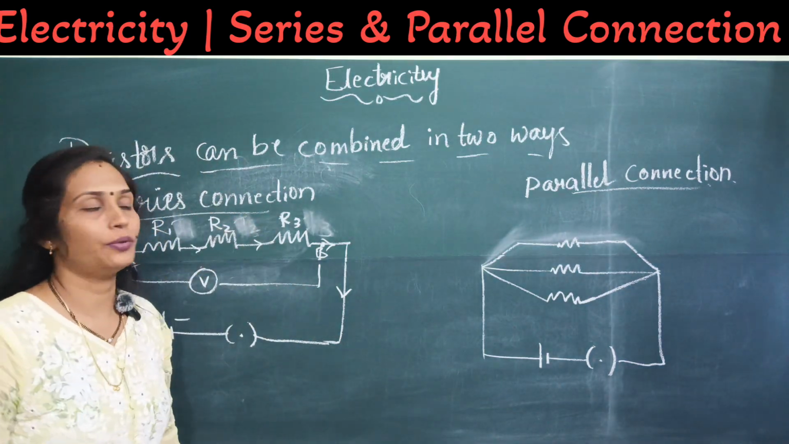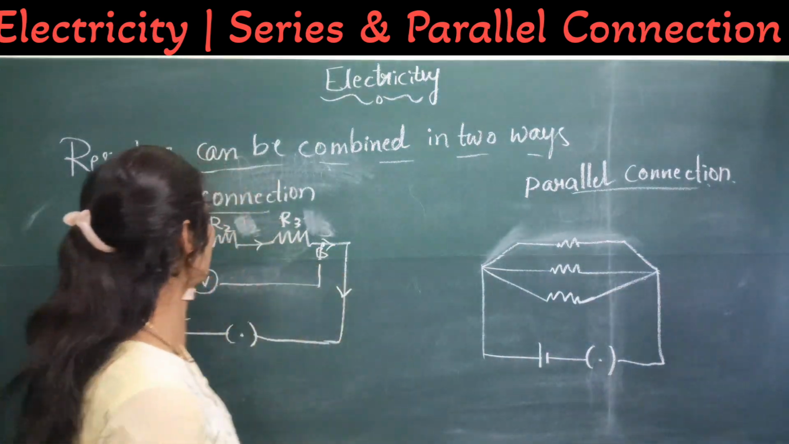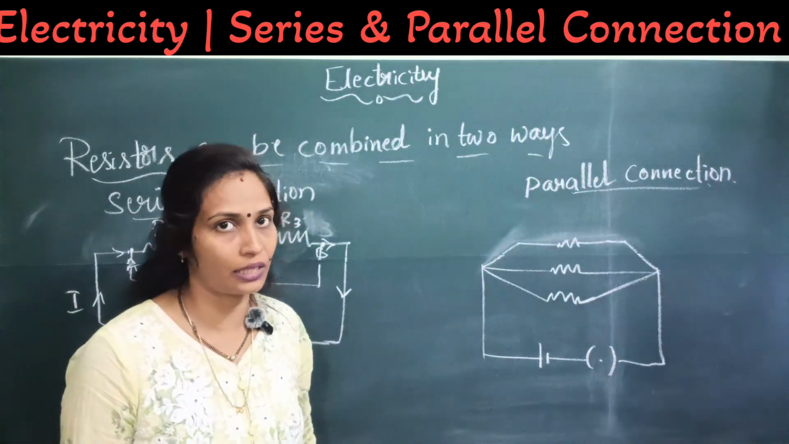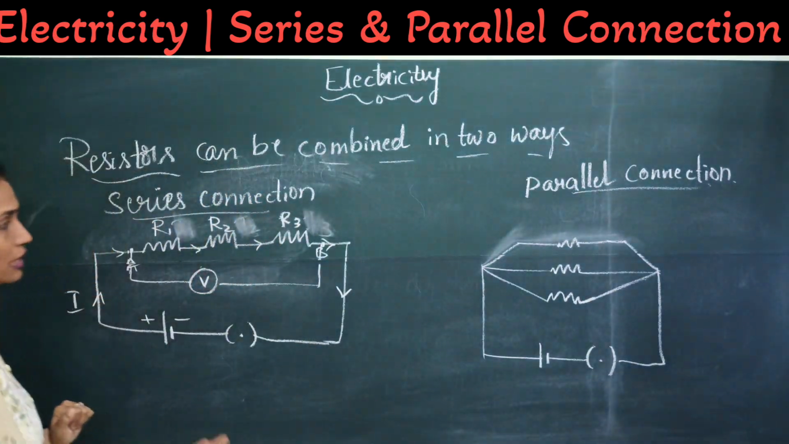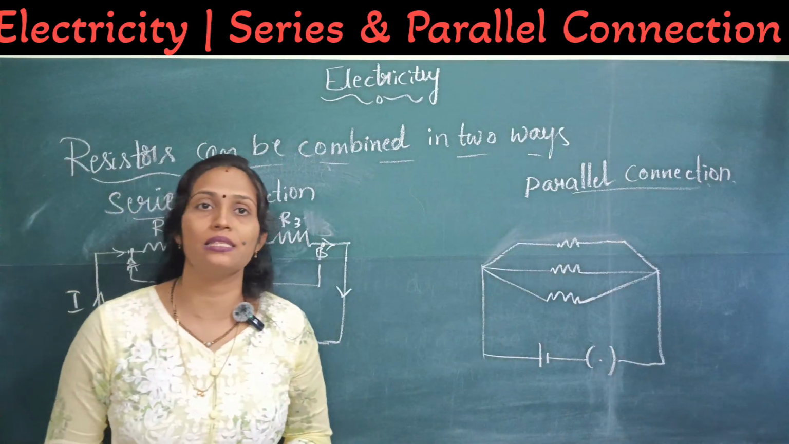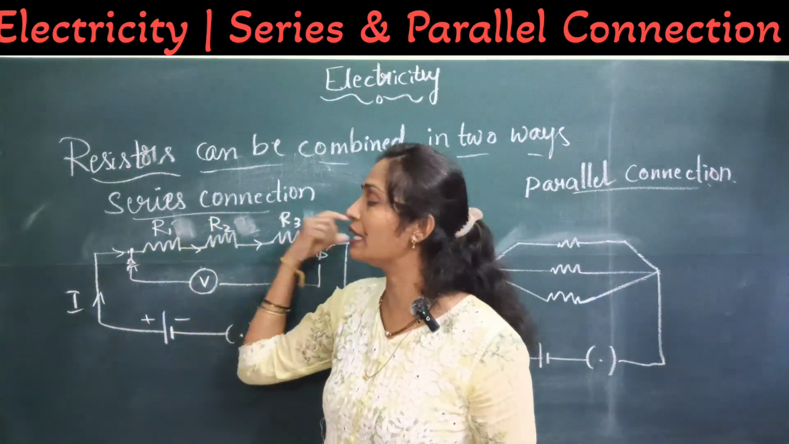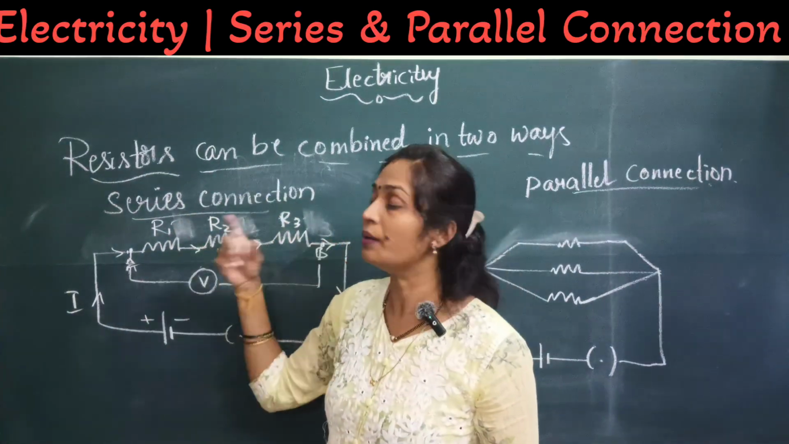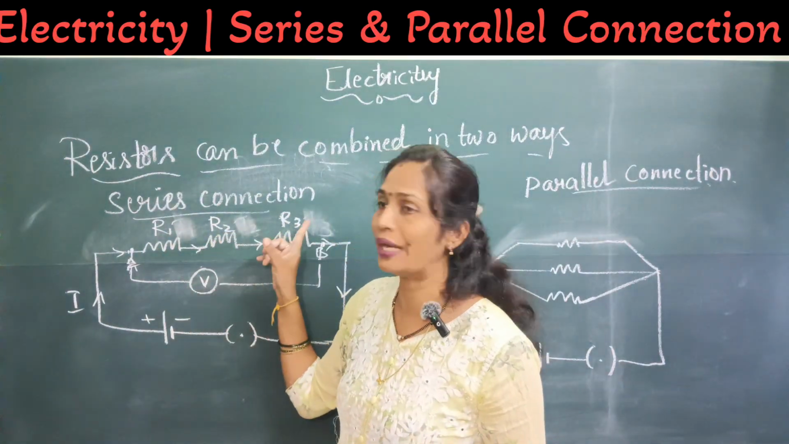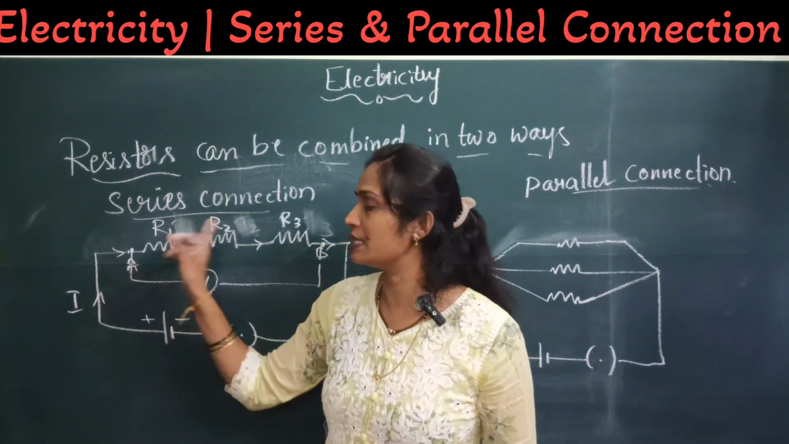Now, what I told you is that resistors can be combined in two ways. One is series connection and another one is parallel connection. Let me explain series connection. In series connection, all the resistances are connected in a single line, one to another. So R1, R2 and R3 are the resistances connected in a single line, where current is passing.